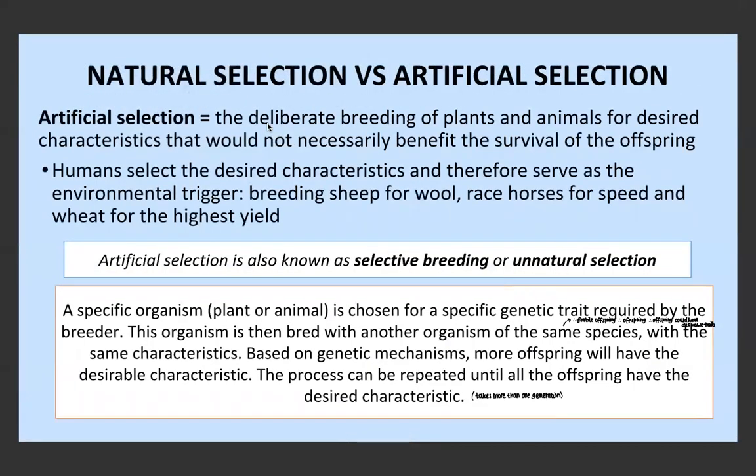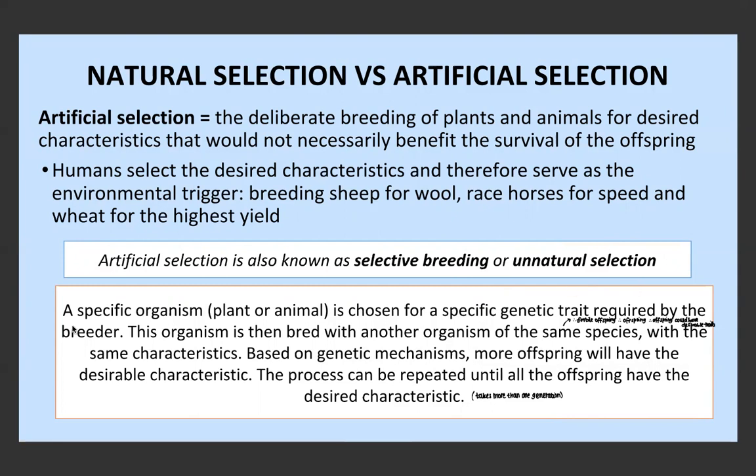If we then look at artificial selection, this would be the deliberate breeding of plants and animals for desired characteristics that would not necessarily benefit the survival of the offspring. So it doesn't necessarily benefit the survival of the offspring, but it benefits humans who choose the desirable characteristic. It doesn't necessarily mean that they have to be detrimental to the offspring, but we're just saying that they don't have to be good for the offspring. So humans select these desired characteristics. Humans would be the environmental trigger. Humans are the selective pressure. We also call artificial selection selective breeding or unnatural selection.